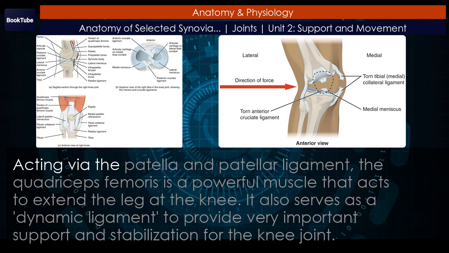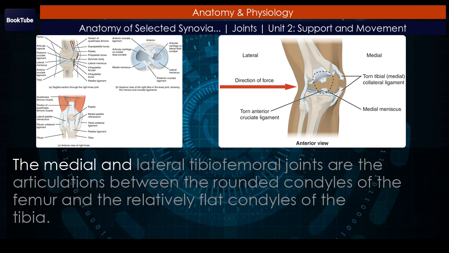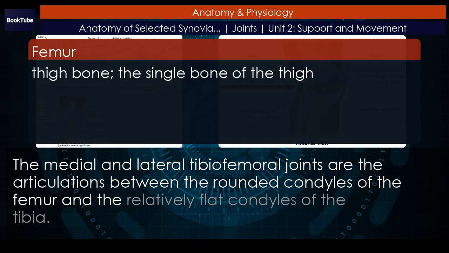Acting via the patella and patellar ligament, the quadriceps femoris is a powerful muscle that acts to extend the leg at the knee. It also serves as a dynamic ligament to provide very important support and stabilization for the knee joint. The medial and lateral tibiofemoral joints are the articulations between the rounded condyles of the femur and the relatively flat condyles of the tibia.